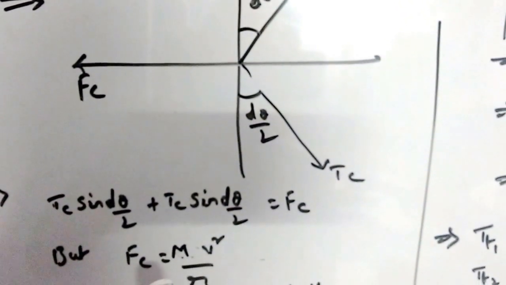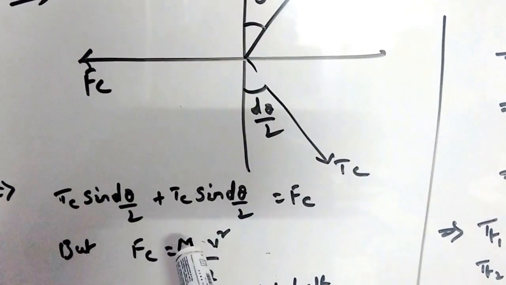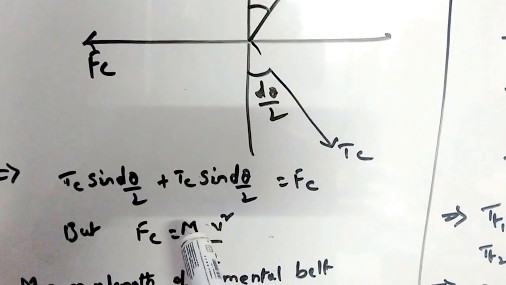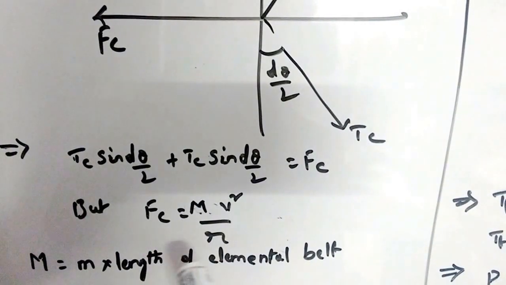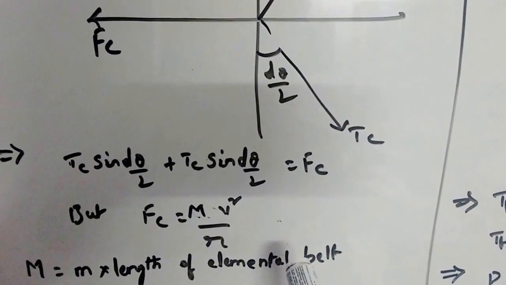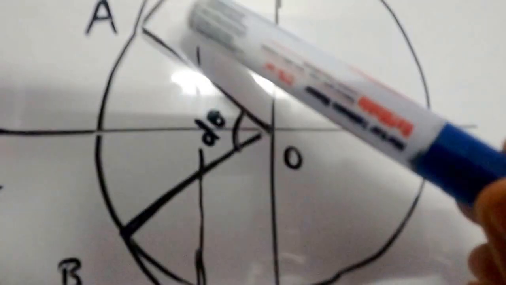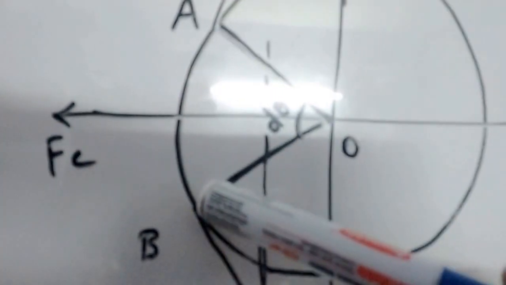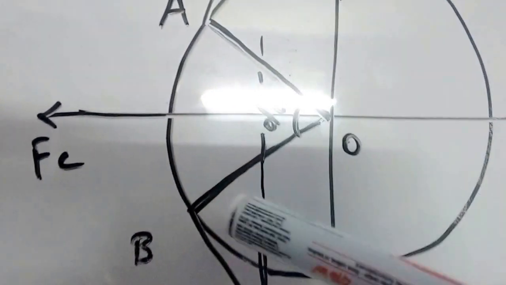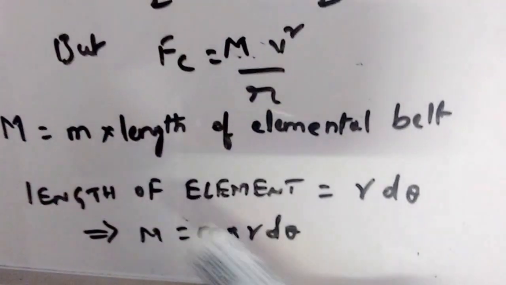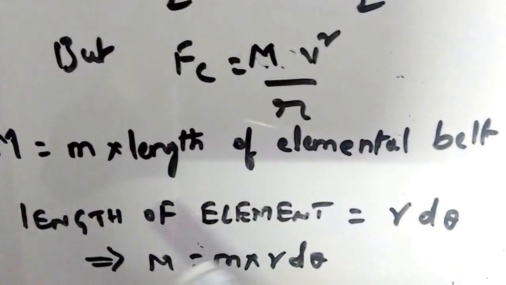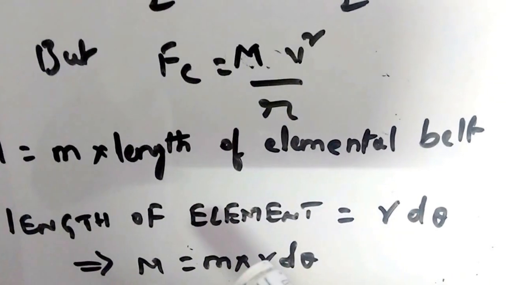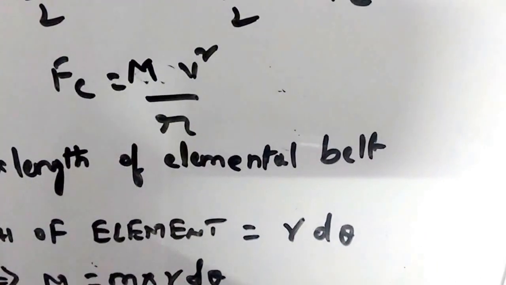But we know that Fc is equal to Mv square by r, where M is equal to the mass of the belt per unit length into the length of the elemental belt. But we don't know this length of the elemental belt. AB is the length of the elemental belt, which means r into d theta. So r into d theta, if you multiply it with the mass per unit length, you will get the total mass of the belt, that is, capital M is equal to small m into r into d theta. Now substitute this capital M value in Fc and write the final equation.